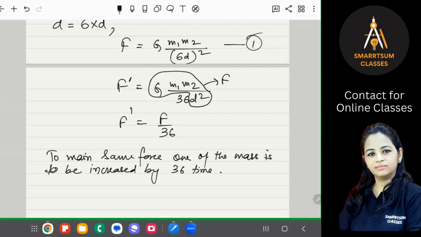So if you are increasing the distance between the two objects, then you have to increase the mass to keep that force of attraction the same. Are you getting my point? Yes, sir. So please write down.